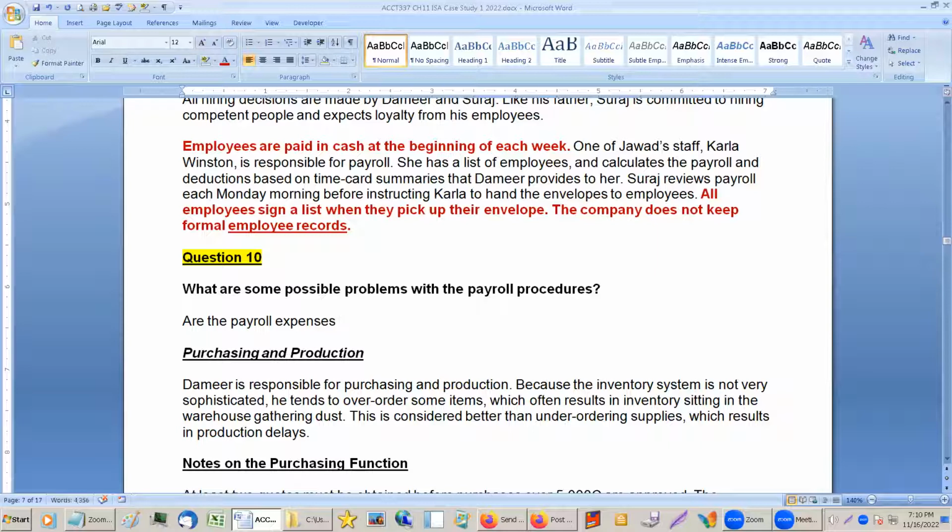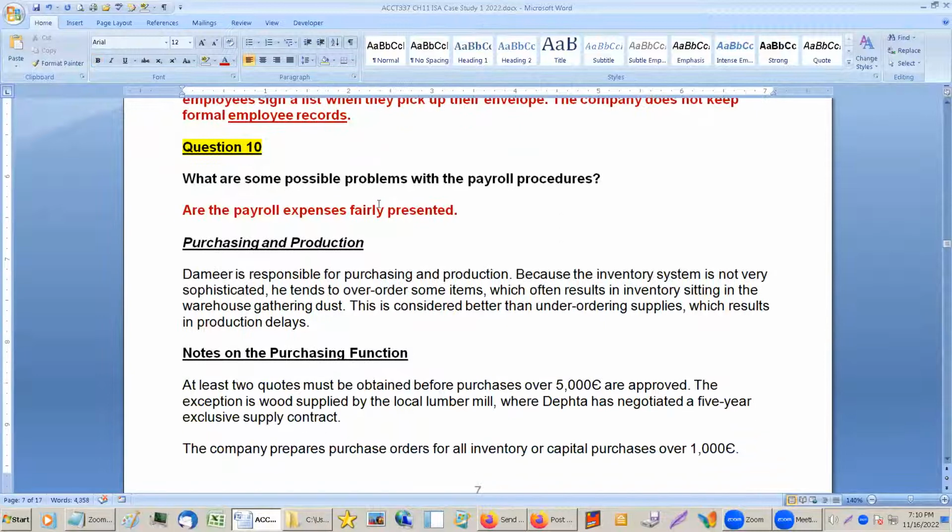I shouldn't say accurately, fairly presented. Because it's done in cash. And in the United States, we have a saying that cash is for crooks. Well, in a lot of places, if you don't pay the people cash, they're probably not going to show up the next day. It's just the way it is.